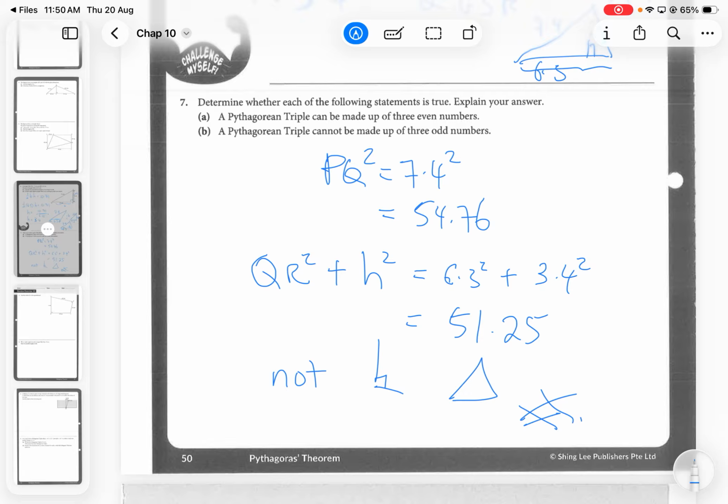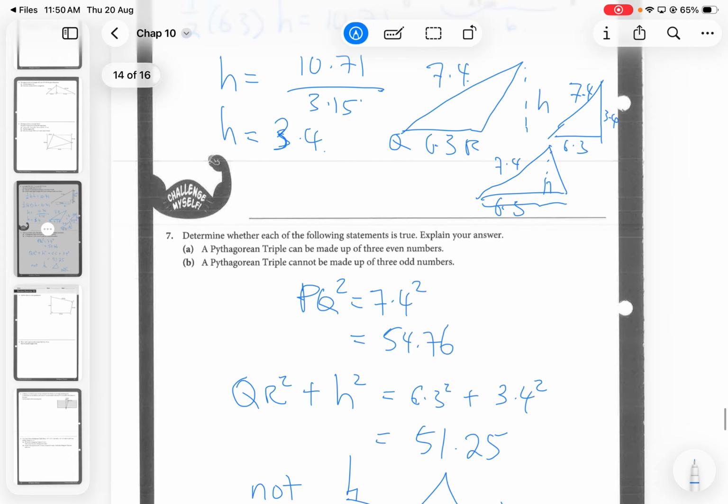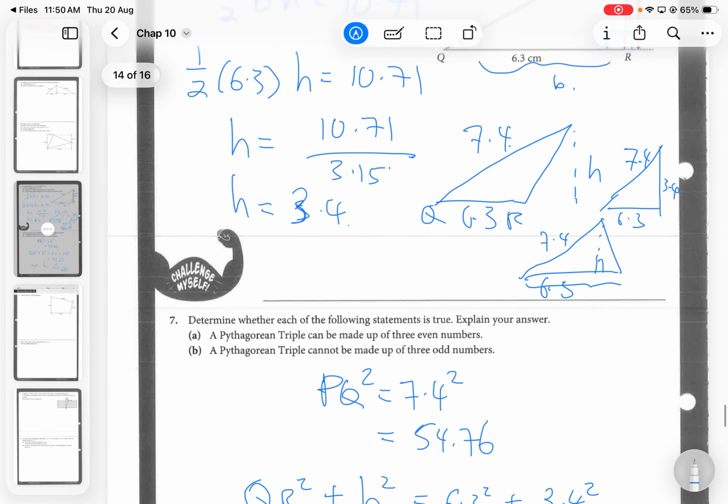Okay? So in this case, the three dimensions don't form a right angle triangle. So it is not this one. If it is this one, your 3.4 is really the height, then it will form a right angle triangle already. So now, your height is either outside or your height is inside.